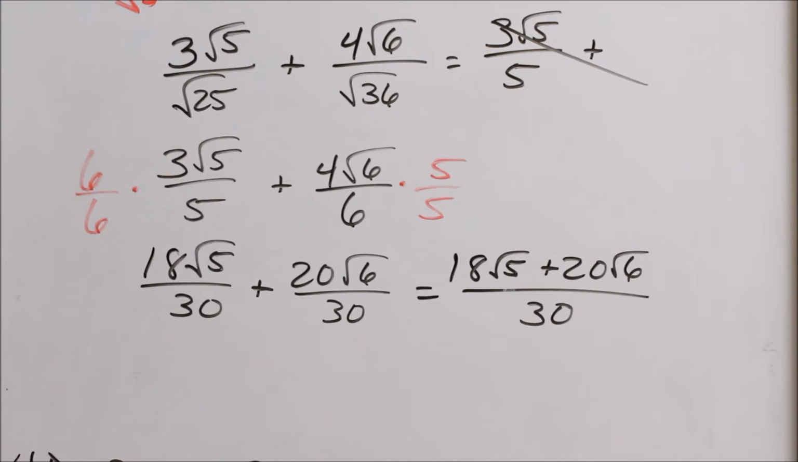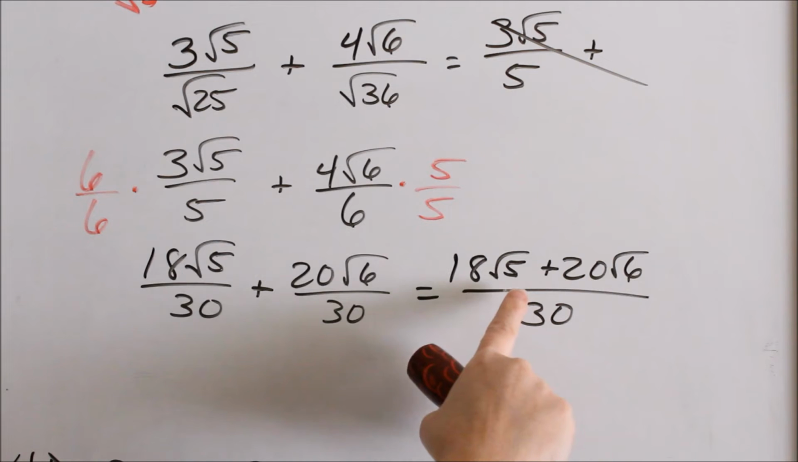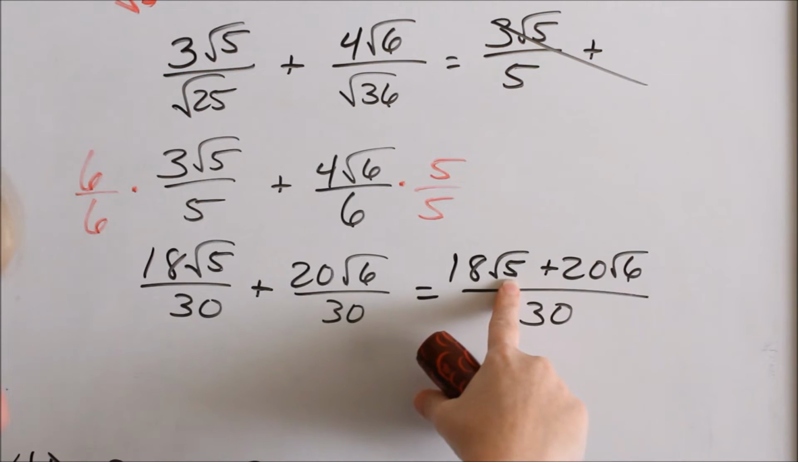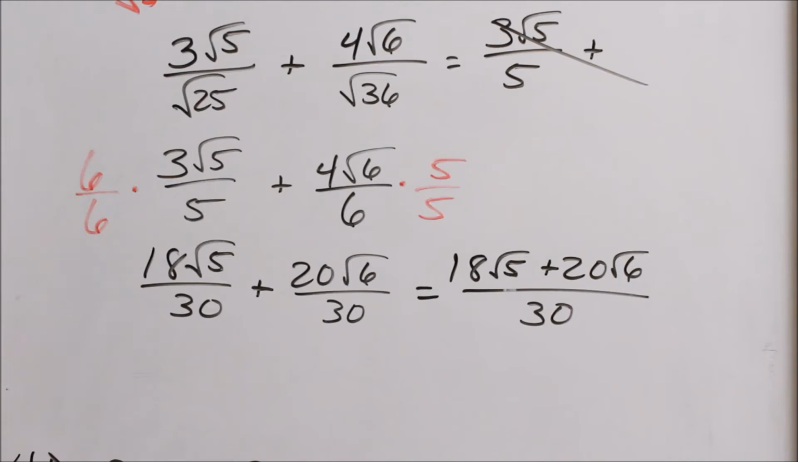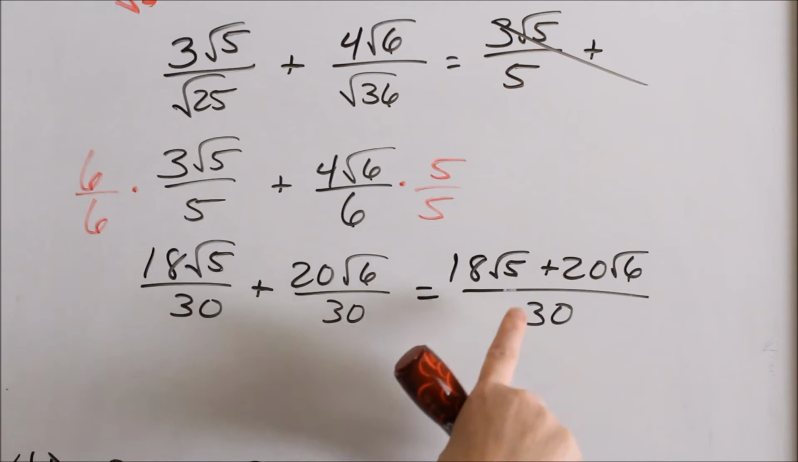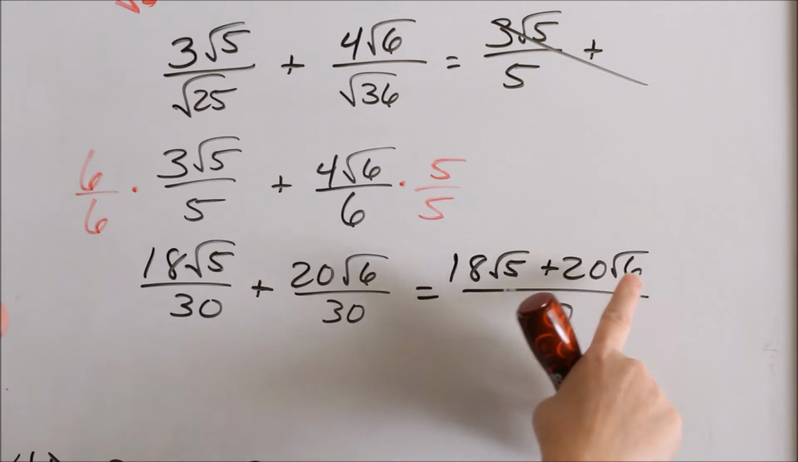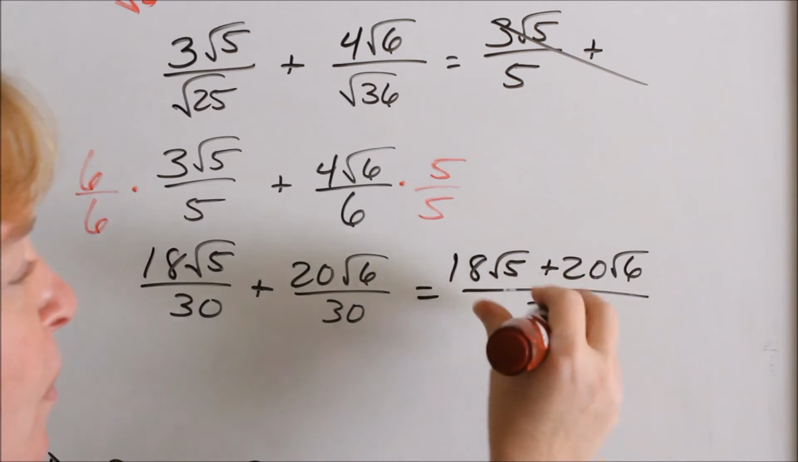Now you look to see, can you simplify your radicals? Can we simplify square root of 5 any more than that? No. Can we simplify square root of 6 any more than that? No, because we cannot pull out a perfect square from either one of them. Once you look to see if you can simplify your radicals, look to see can you reduce your numbers.